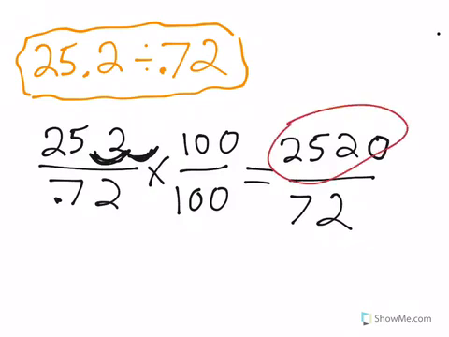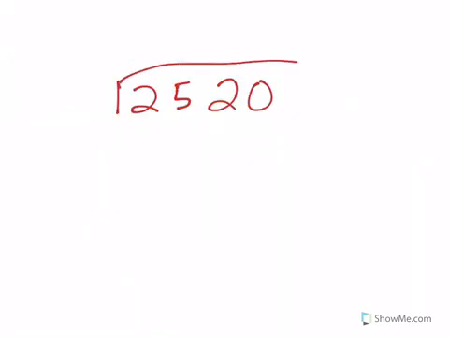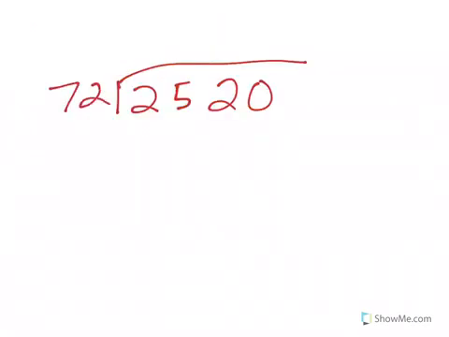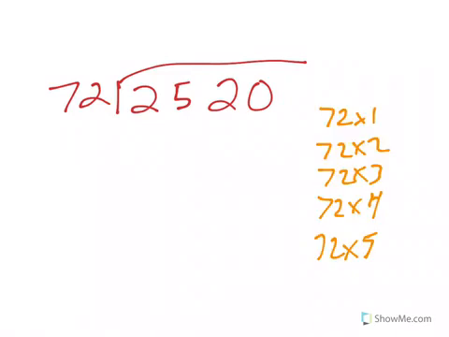So using that same logic, we had our 2,520 divided by 72. And now we have what is essentially just a very simple long division problem. Same thing that we did in the previous lesson, lesson 13. Let's take a look. Okay, I know I'm going to need some multiples of 72.